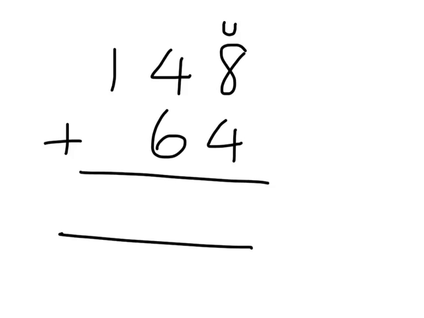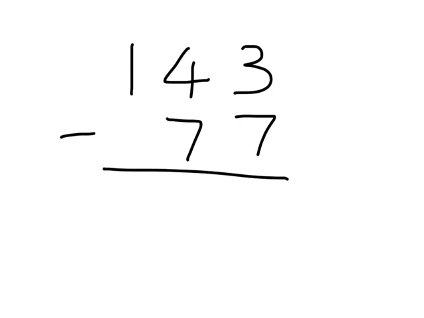8 plus 4 is 12 units. Well, 12 units, I can't squeeze 12 into my units column, so I'm going to put the 2 units and carry the 10. Now looking at my tens column, 4 tens and 6 tens is 10 tens and one more is 11 tens, and again I can't squeeze 11 tens into my tens column, so I'm going to put 1 ten and 10 of the tens into the hundreds column, and I've got 100 and another 100, so the answer is 212.